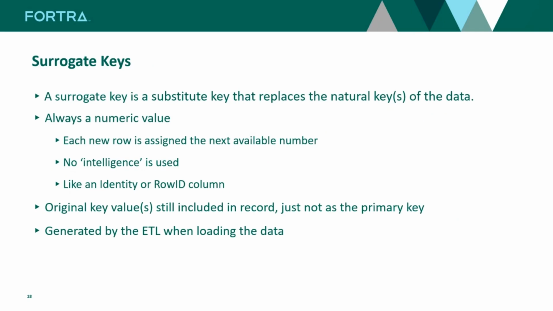Moving on to surrogate keys. These are used in our dimension tables to replace the original keys or keys of the entity. They are always numeric values that are simply assigned using the next available number. If you are familiar with the concept of identity columns or row ID columns, these are essentially the same thing. The original key values that are replaced by the surrogate key are also included in the dimension table.